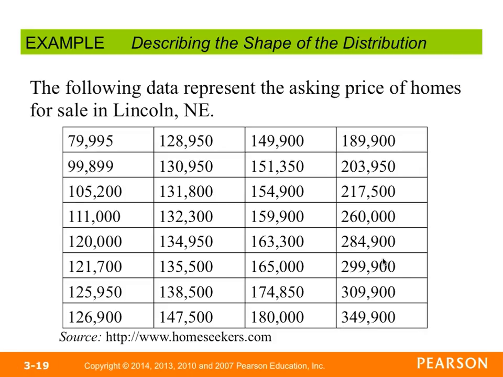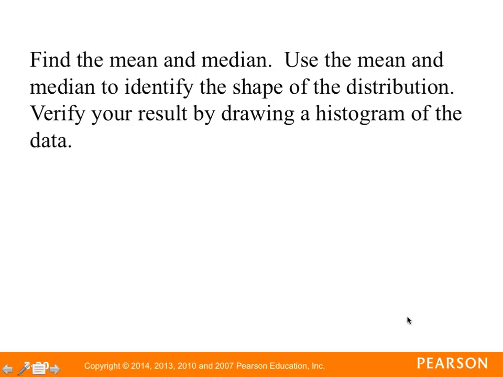Let's look at the following data. It represents the asking price of homes for sale in Lincoln, Nebraska. There are a bunch of homes here, listed in order, from about 80,000 to 350,000. We want to find the mean and the median, identify the shape of the distribution using the mean and median, and verify the result by drawing a histogram.